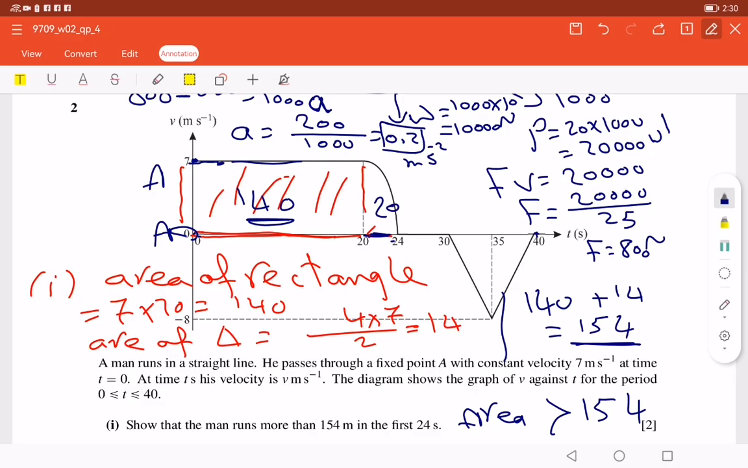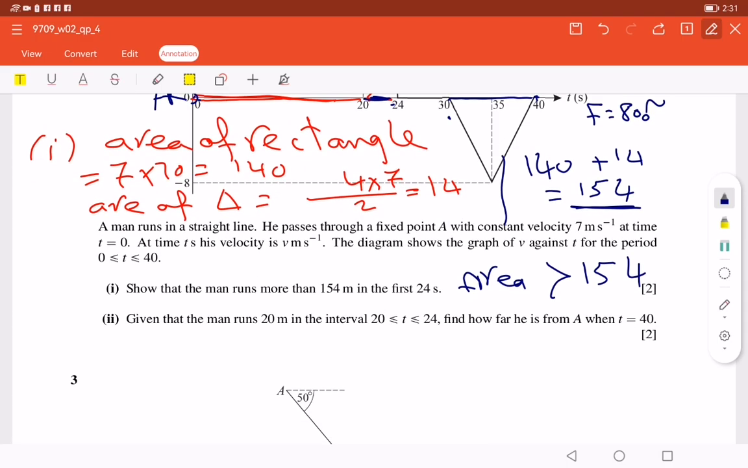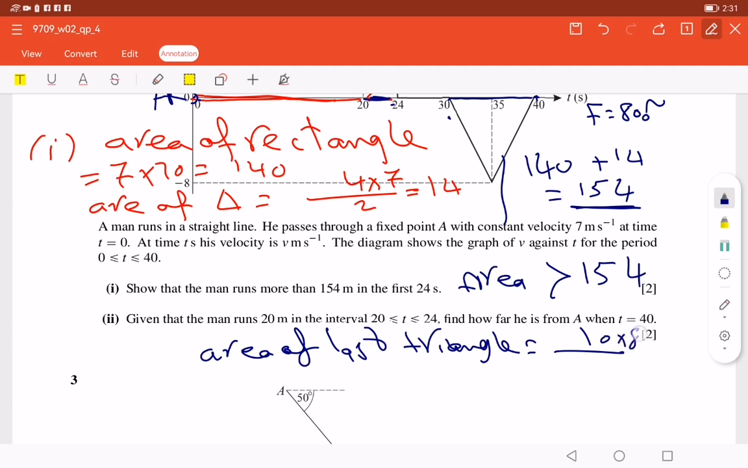And the remark here, from 24 to 30, the velocity equals 0. What does it mean? It means the body is at rest, no covered distance. But to find the covered distance from 30 to 40, you must find the area of the triangle. So we need now to find the area of the last triangle, which is equal to base 10 multiplied by height 8, divided by 2, so equals 40.